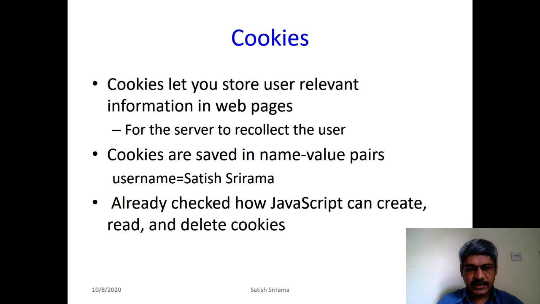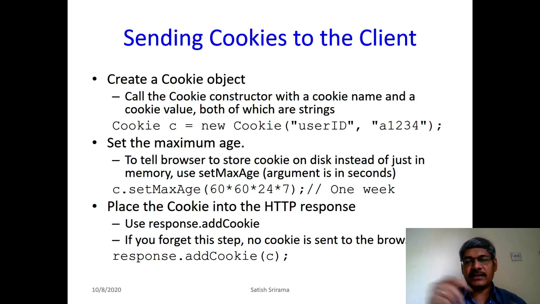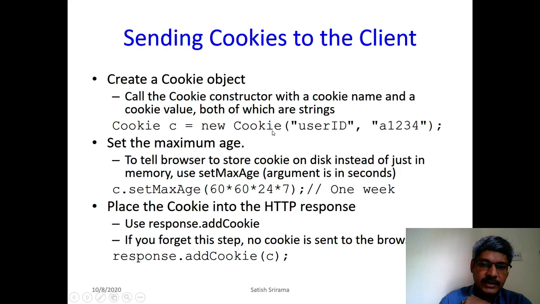As I already mentioned, in JavaScript we have seen how we can create, read, and delete cookies from the browser itself. Now let us see how the server can set cookies for the browser. You can create a cookie using the Cookie object by calling its constructor: Cookie c = new Cookie, with some key and some value, both strings. In this example, it is userID and then some value for it.